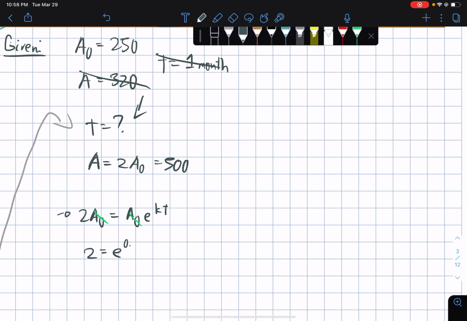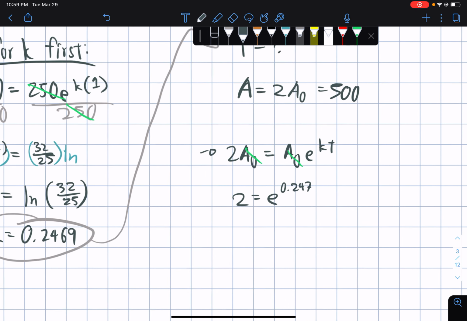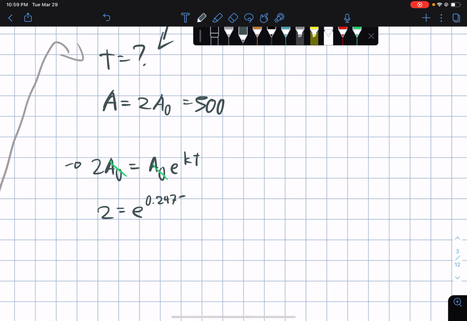K is 0.247, I think. Oh yeah, 0.247, or in terms of rounding off, this is also 0.247. So please do not confuse about it. Then times t, which is our time.